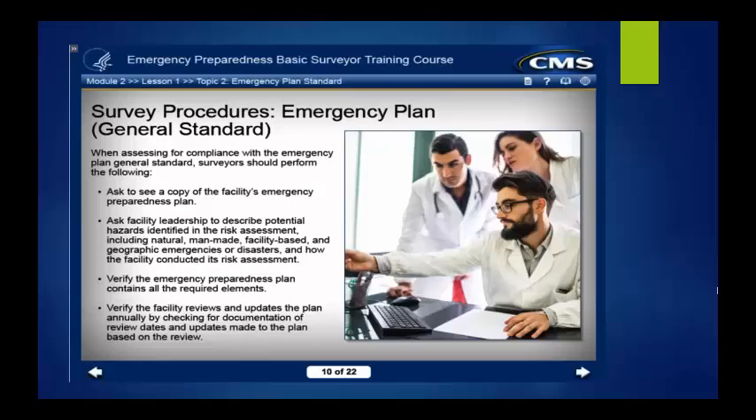Okay? So with these survey procedures, this is just a screenshot of what your surveyors would be looking for with your emergency plan. They're going to ask to see a copy of your facility's emergency preparedness plan. They're going to ask your facility leadership to describe potential hazards that are identified in the risk assessment, including natural, human-induced, facility-based, and geographic issues, if you're in a place that may have tsunami risks, as an example, or types of disasters, and how the facility conducted its risk assessment.